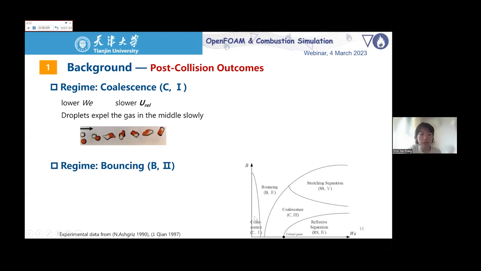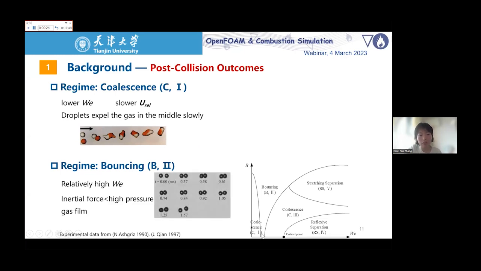with slow relative velocity, the two droplets can expel the gas between them. And after the collision, they collide and merge into one. If you increase the wave number, if the initial force is smaller than the high pressure gas film, the two droplets will collide and bounce like two rigid balls.